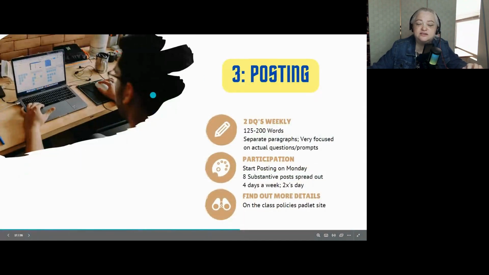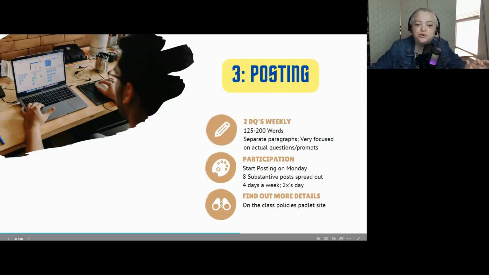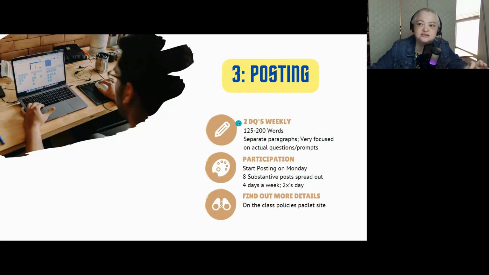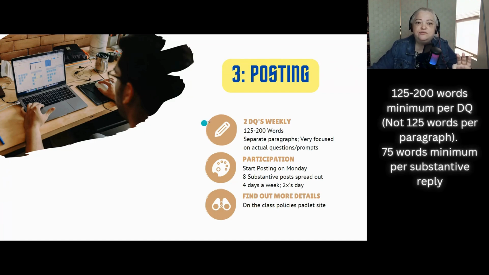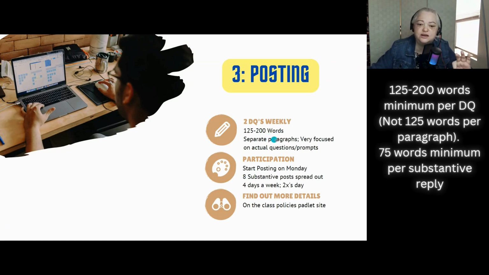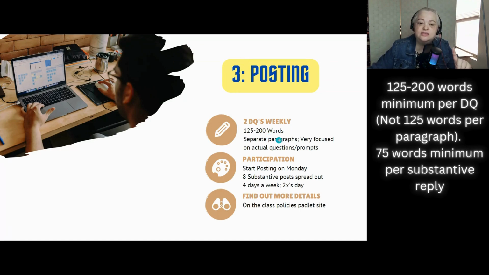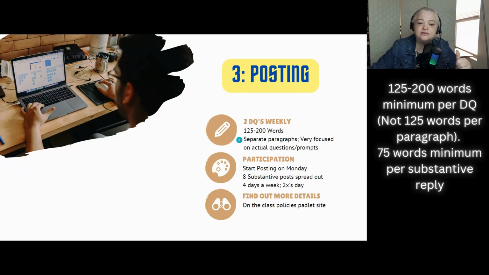Let's move right along to number 3, posting. For DQ posts, that's the discussion question, you have those 2 weekly. Keep it 125 to 200 words. Try to keep it limited to that. If there are more than one question included in the DQ, then you need to answer each part in a separate paragraph. This keeps it clear, focused, and it's good practice for concise academic writing.